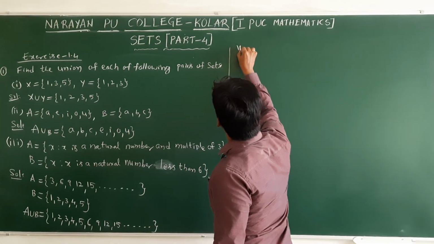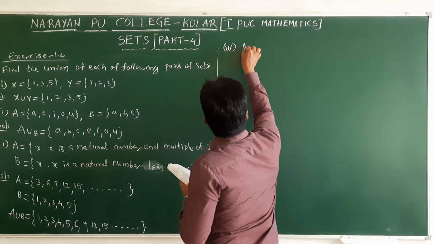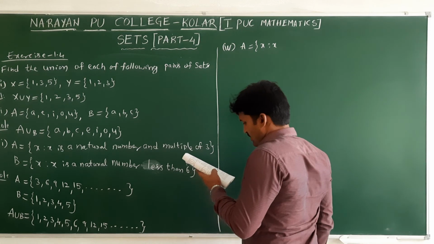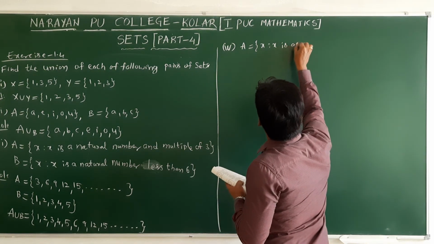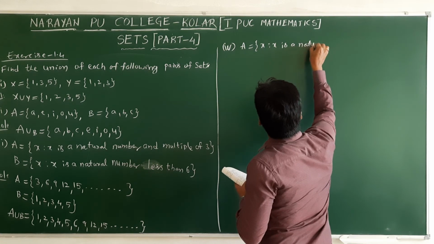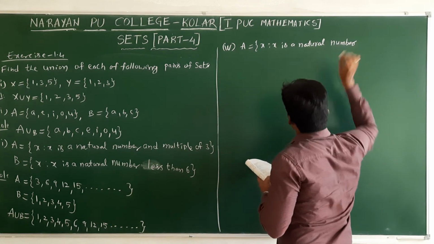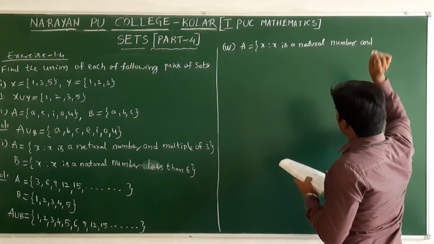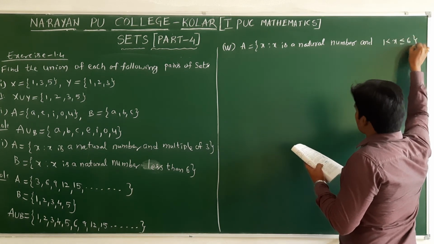When coming to the next question, the fourth one. Question number 4 is given. A equal to the set of x such that x is a natural number and 1 less than x less than or equal to 6.